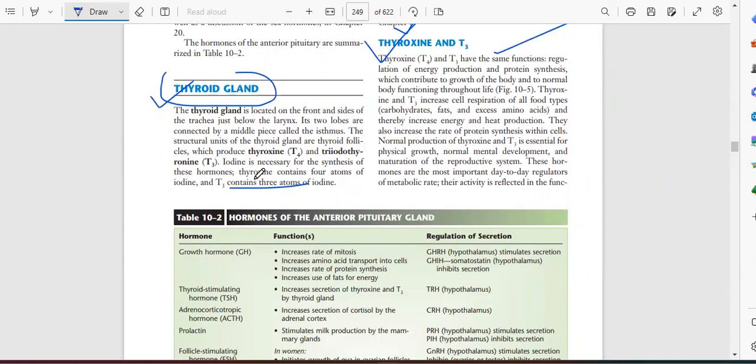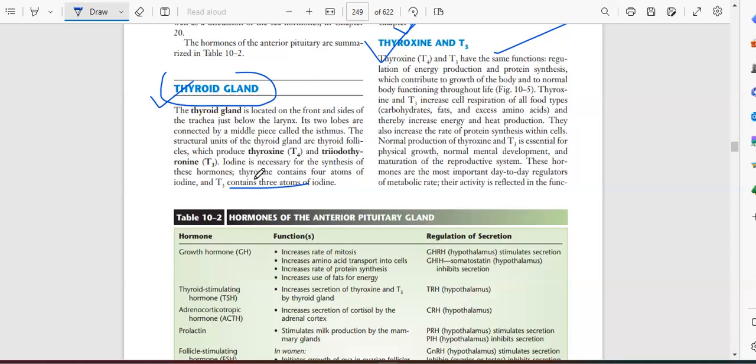Basically, the purpose of any hormone being released is that whatever you are eating has to be converted into energy, and the cell has to utilize it, and finally the cell gives the end product. So this is the main goal of every hormone. Along with that we have T3 and T4. T3 and T4 have the same function for production of energy.